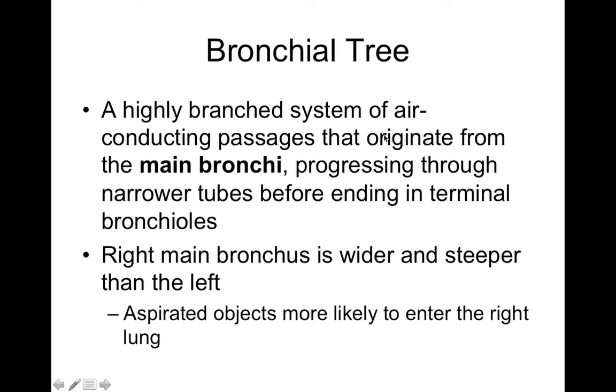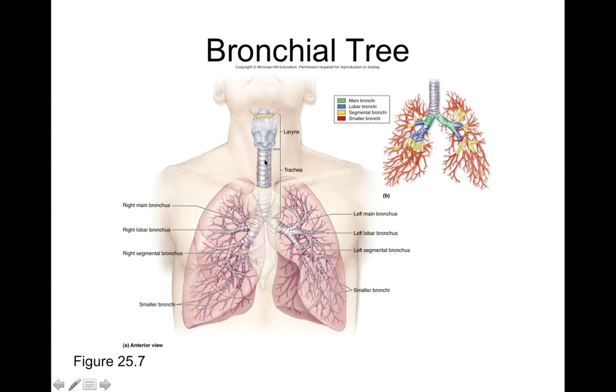It's a highly branched system of air conducting passages that occur after your main bronchi. And we talked about how your bronchi can split 25 times or more before you get to the bronchioles. And the right main bronchus is wider and steeper than the left, which means that aspirated objects are more likely to enter the right lung. And this is showing our bronchial tree here, you guys.